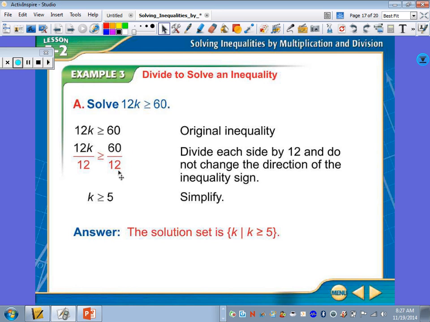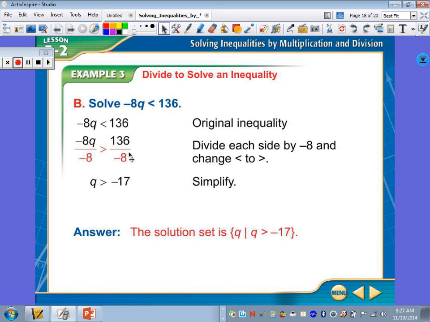Okay, so when you divide both sides by 12, this goes to 1, so that's why you just have k. And then 60 divided by 12 is 5. So k is greater than or equal to 5. Again, this can be your answer. You don't have to write k such that k is greater than or equal to 5. Okay, so when it's positive, that's usually pretty easy. It's when it's negative that people kind of start having a few issues.